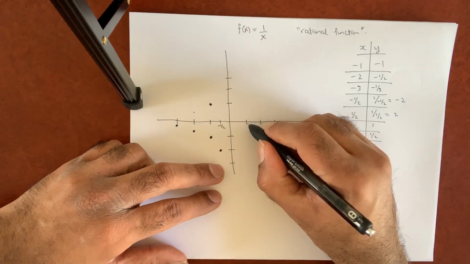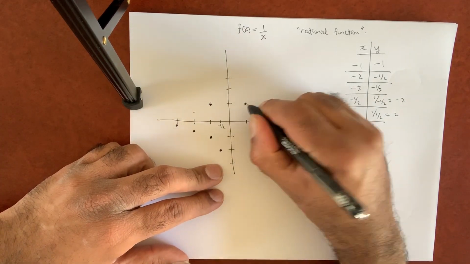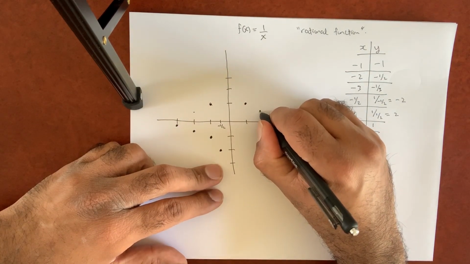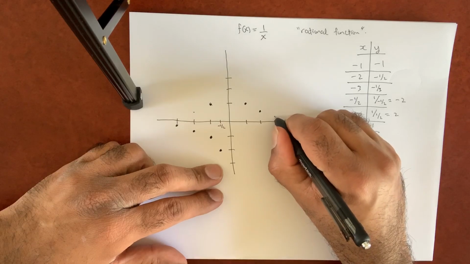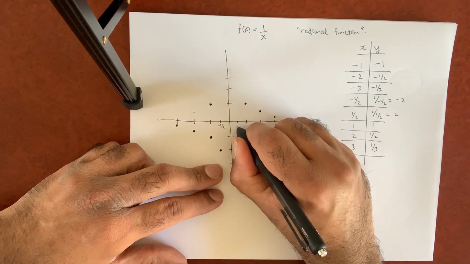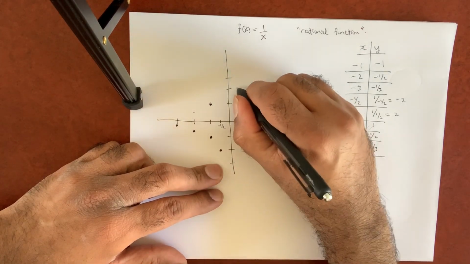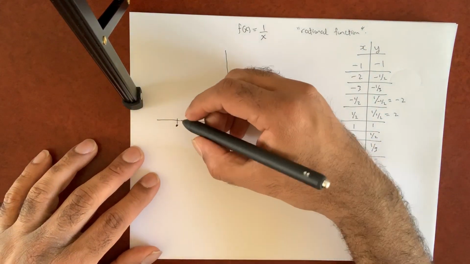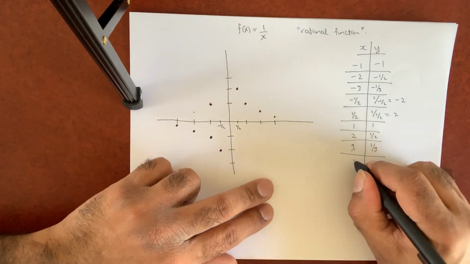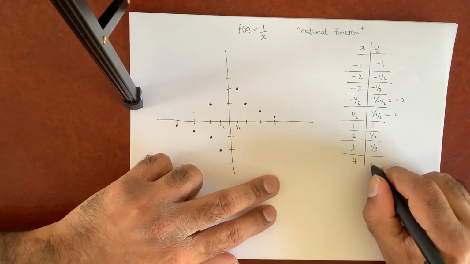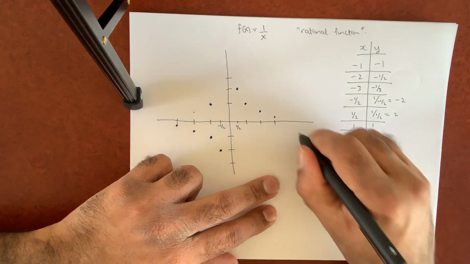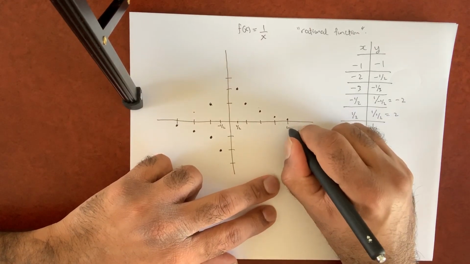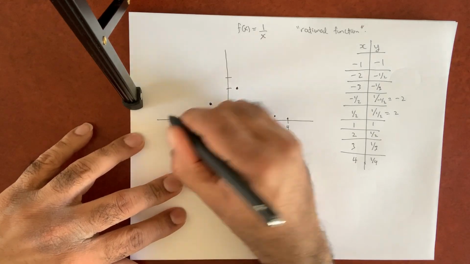Similarly, here we have 1, 1, 2, 1/2, 3, 1/3, and then let's plug in a half here, and that outputs 2. So it turns out that if you keep going, if you plug in 4, you're going to get a 4th. You're going to get a very, very small number here. Similarly, at -4, you're going to get a very small number.